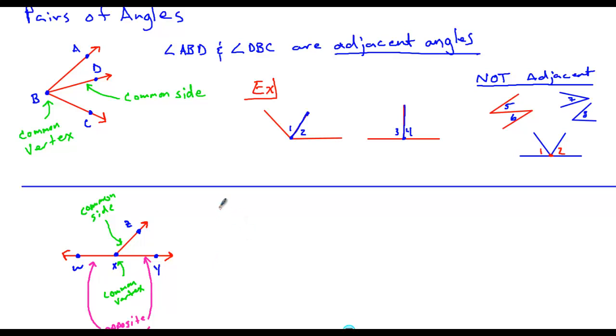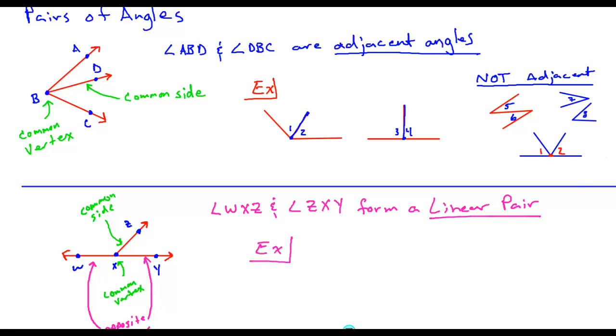So what we would say here is that angle WXZ and angle ZXY form a linear pair. Okay? Linear means line, so they make a line here. Pair means two, there's two of them. A couple of quick examples.